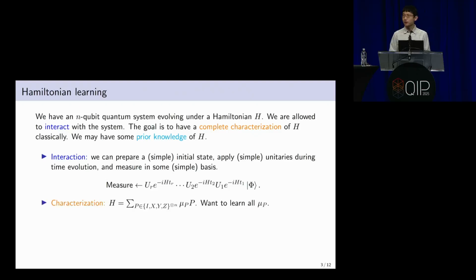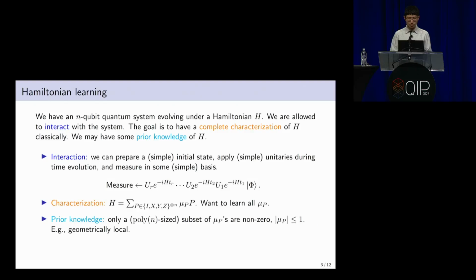By complete characterization, I mean that we want to expand the Hamiltonian in the Pauli basis. If we can figure out all the coefficients mu p, we will be able to have a complete classical characterization of what a Hamiltonian is. And as you can see here, we will have 4 to the n many parameters to estimate if we know nothing about the Hamiltonian a priori.